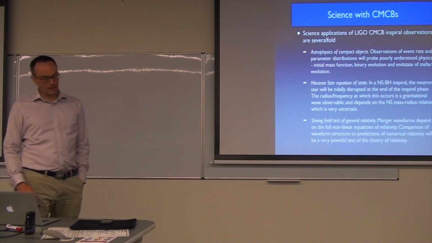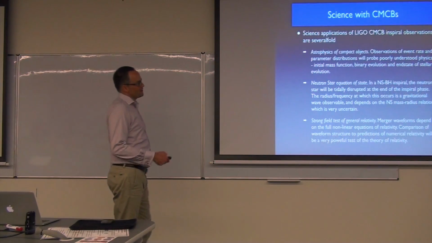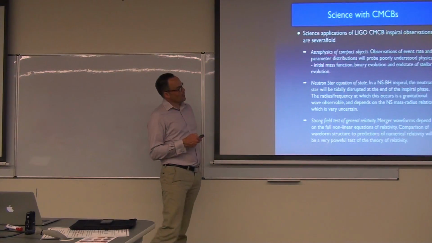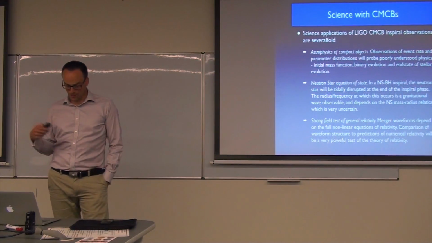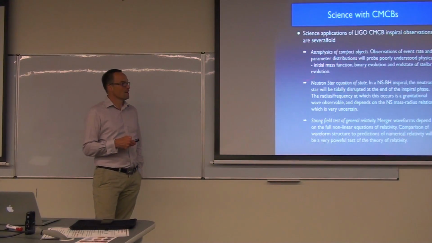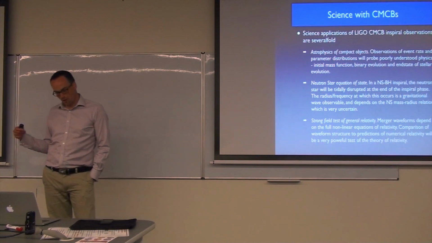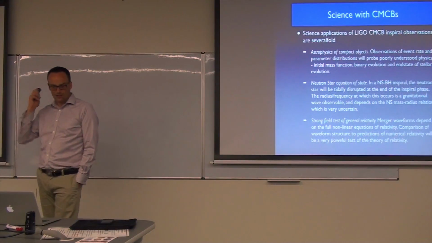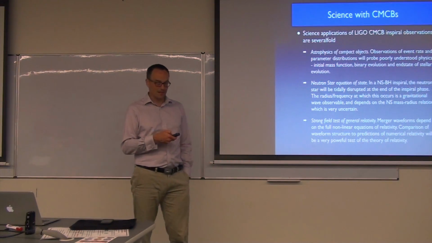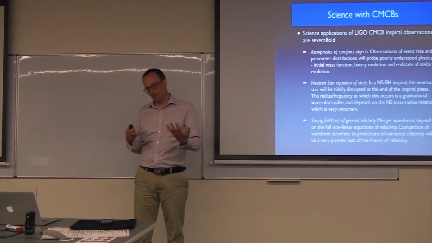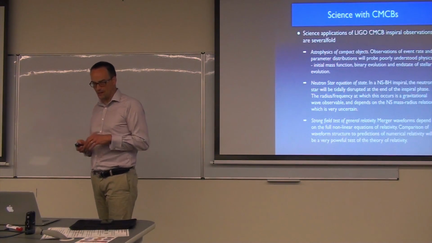Okay, so a summary of some of the science you can do with comparable mass LIGO compact binaries. We talked a bit about the astrophysics. We're starting to probe things like mass distributions and spin distributions of black holes and neutron stars. This will tell us about their formation processes, and in particular, we hope one day to learn something about the common envelope evolution phase, which is very uncertain.